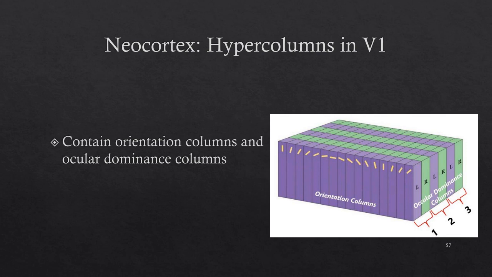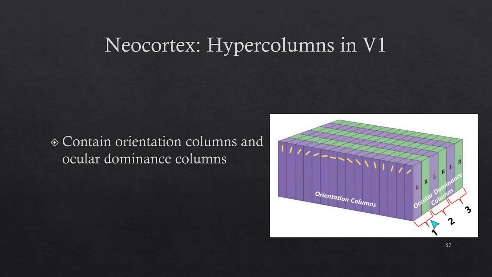We have another level of organization in the visual cortex that combines orientation preference and ocular dominance. This is called hypercolumn organization. Hypercolumns incorporate the column organization for orientation preference and the ocular dominance organization.